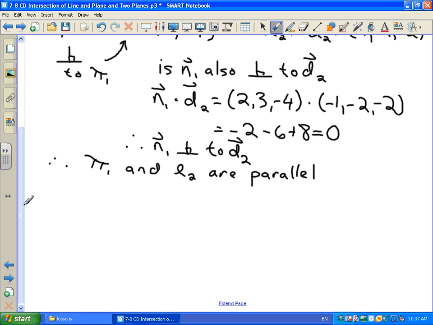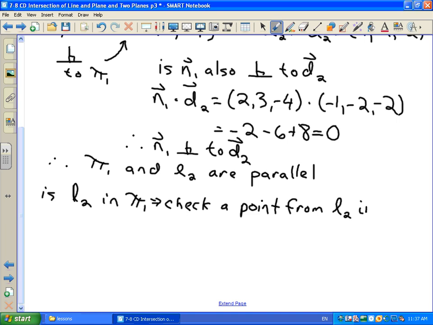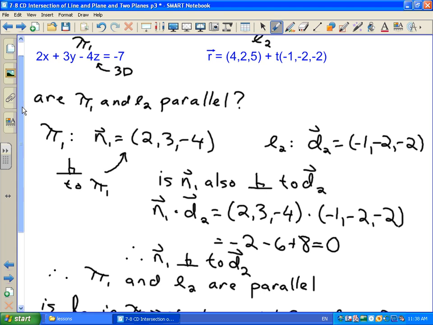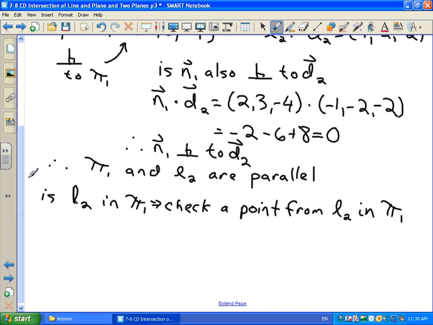I should say, is L2 in the plane 1? And we're going to do this by checking a point from L2 in the equation that we have for that plane. So it's nice that we have the vector equation for that line 2, because that gives us a point right away. So that point that we have is 4, 2, 5.